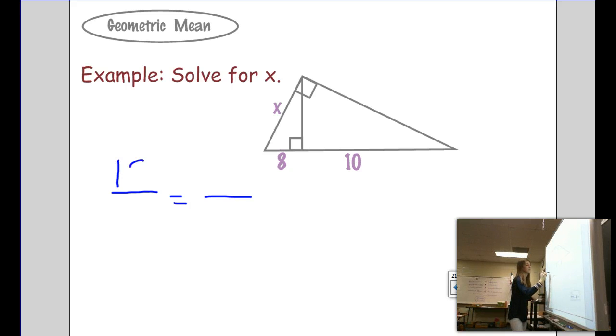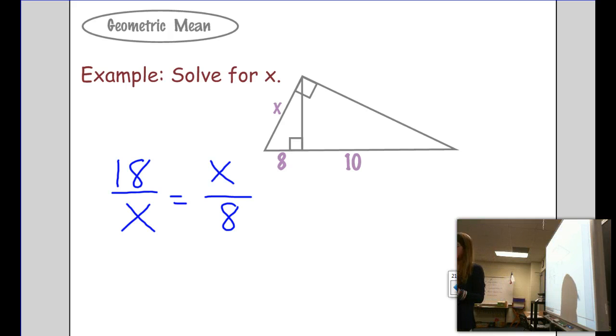Write it down. 18 over X, it's always X, equals X over, which one is closer to X? 8, not 10. So you put the hypotenuse here, you put the closer one here. And then you know what to do now. Cross multiply. Tell me what you get when you're ready, Matt.